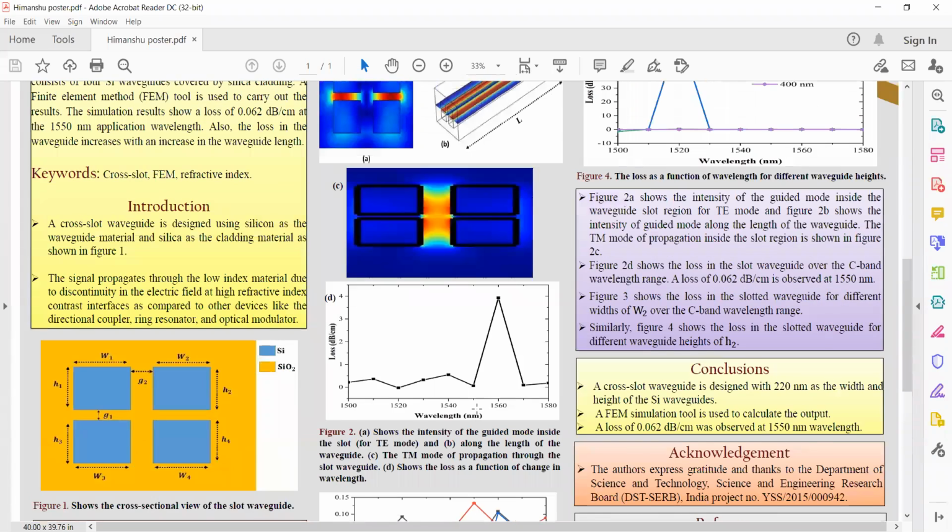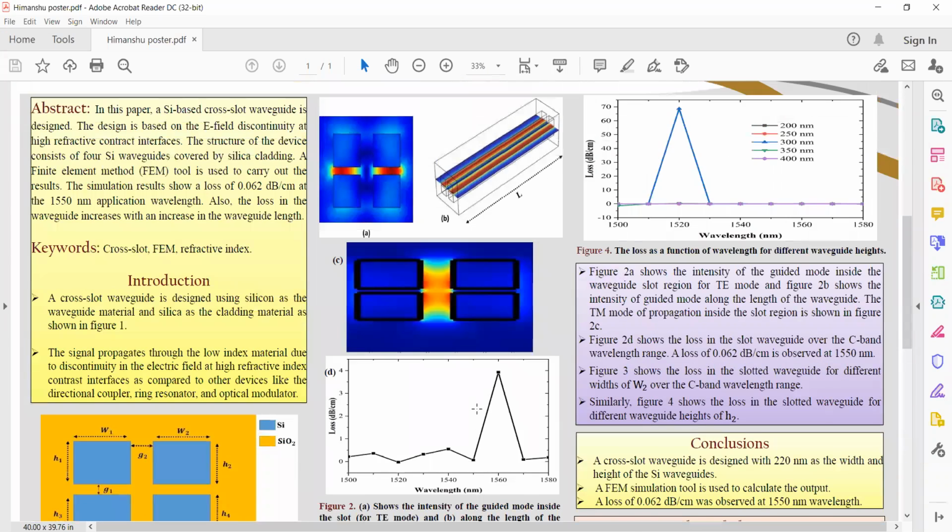Now coming to results and discussion. Here, figure 2A shows the intensity of the guided mode inside the slotted region of the waveguide. Figure 2A shows the TE mode of propagation, and figure 2B shows the TE mode propagation along the length of the waveguide, where L is the length of the waveguide and L is equal to 4 micrometer.